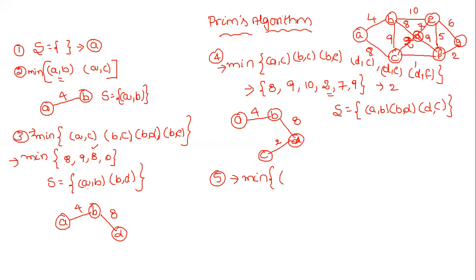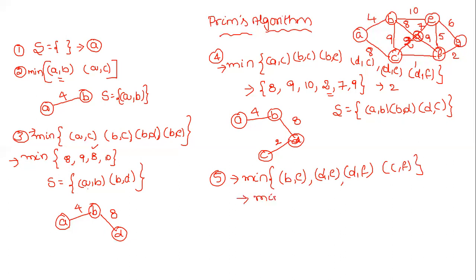Then B to E is there. After that, D to E and D to F are there: B to E, D to E and D to F. Then C is there. Whenever C is connected with B, it forms a cycle. C connected with A also forms a cycle. That's why we will consider only C to F.